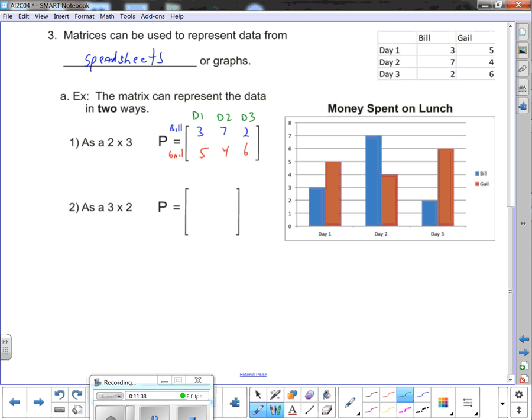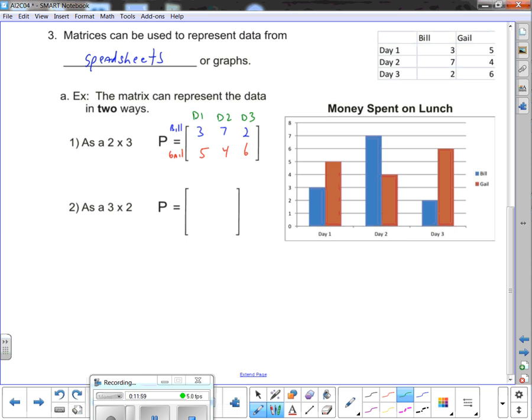Now you say, Mr. Scarfi, why did you do it that way? That's not really the way it looks in the spreadsheet. Yeah, I know. But again, I'm trying to get you to understand you can do it two different ways. The second example really follows the spreadsheet. So in the second example, we're going to make a 3 by 2. We are going to have 3 rows.